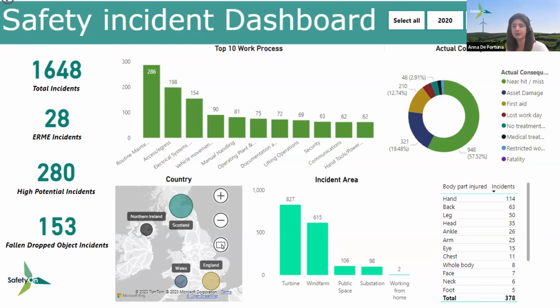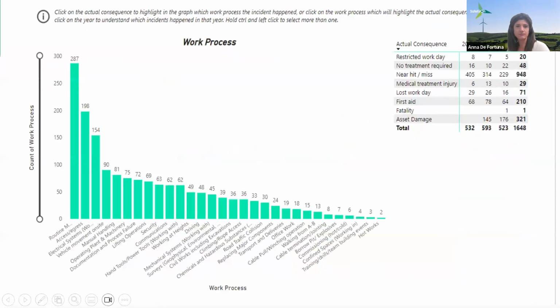If we look at body parts injured, you can see that a total of 378 incidents caused a direct injury to a person, and that the most frequent body part injured was the hand, followed by the back and then the leg. If we move on to the next slide, this shows how we can further interrogate into Power BI.